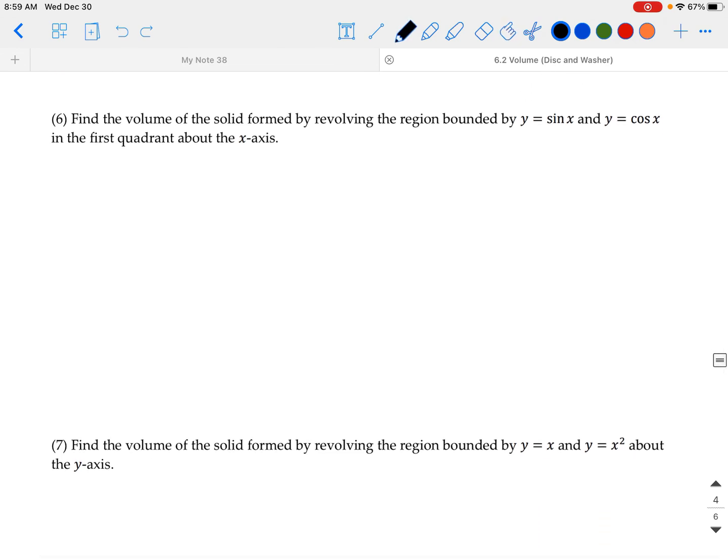So we want to find the volume of the solid formed by revolving the region bounded by sine and cosine in the first quadrant about the x-axis. So for this one, I think we're going to have to add a domain because sine and cosine intersect each other quite a bit. So let's see. So we've got cosine. And this is a very common example that you'll see. So we want in the first quadrant.